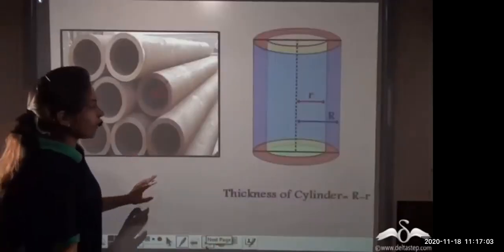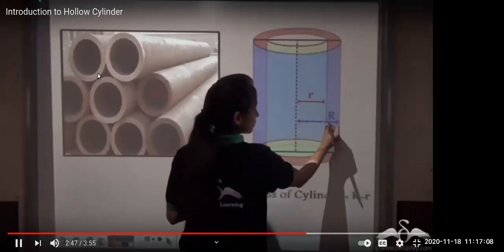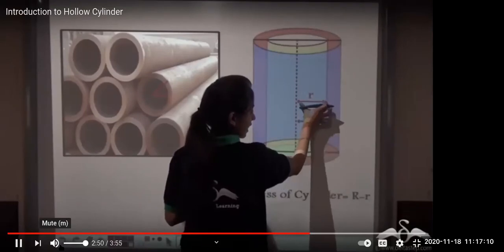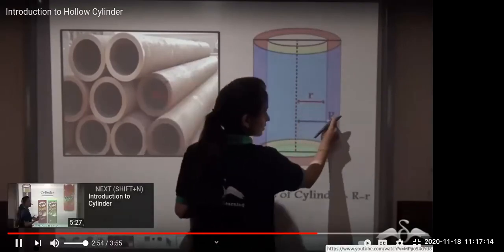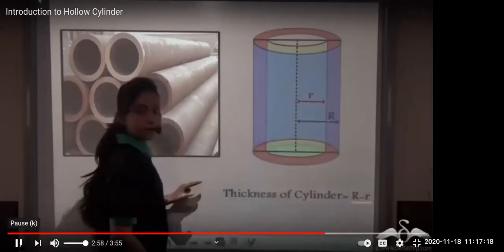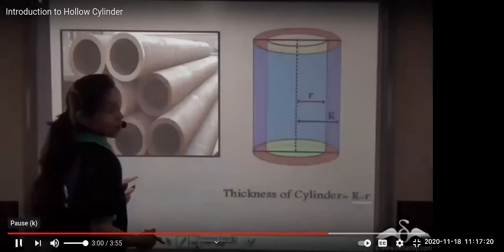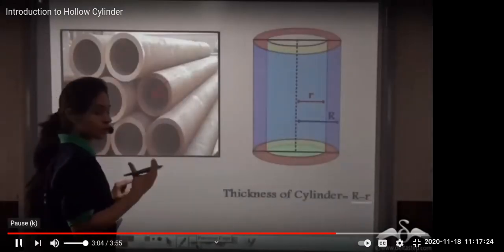So, you know that if this is a hollow cylinder, then we have two kinds of radius, that is the external radius and the internal radius. And the thickness of this cylinder will be the external radius minus the internal radius, that is capital R minus small r. Now let us see how we can actually make a hollow cylinder from a solid cylinder.